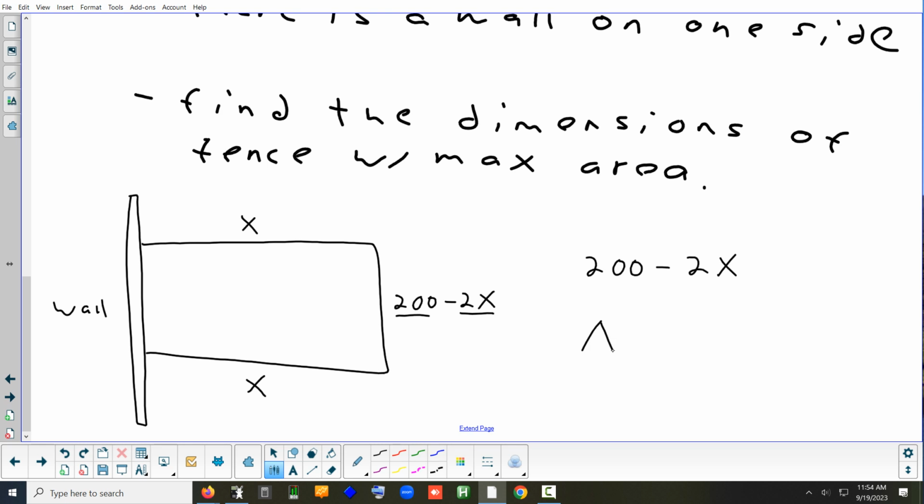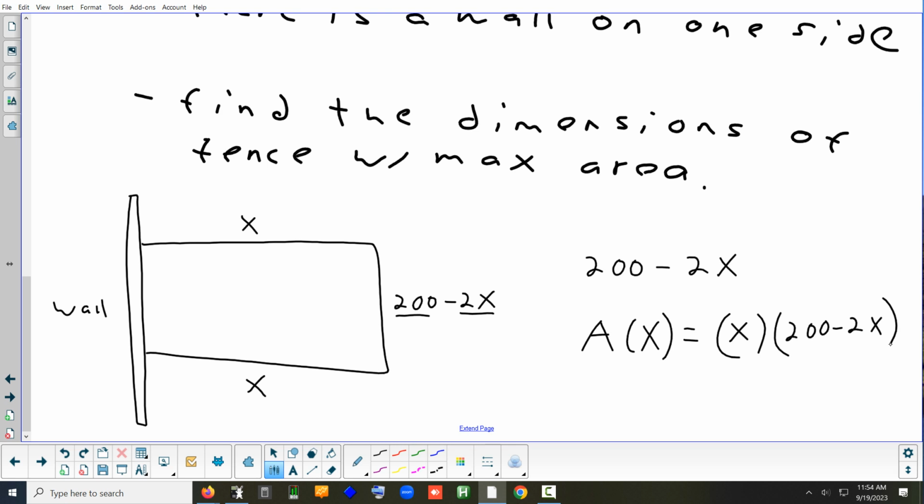And they want to know the maximum area. What's the formula for area of a rectangle? Base times height. What's the base of this? X. What's the height? 200 minus 2x. And they want the biggest area.